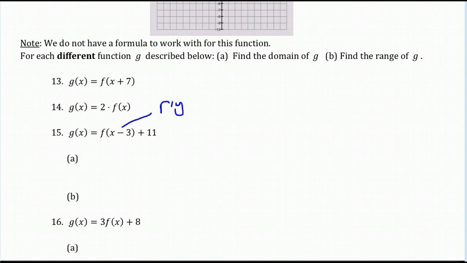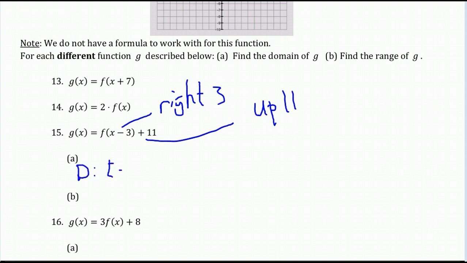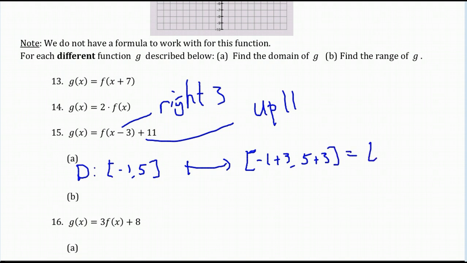For 15, the -3 on the inside tells us to move our graph right 3 units, or that transformation shifts the graph of f right 3 units, and then adding 11 on the outside moves it up 11 units. The right 3 tells us to take our domain -1, 5 and shift it right 3 units. We can accomplish that by just adding 3 to the left and the right endpoints of our interval. So we're going to add 3 to -1, add 3 to 5. Our new domain is from 2 to 8.